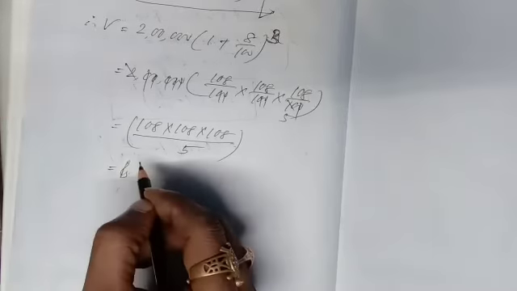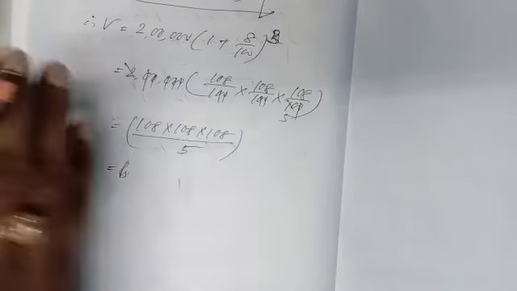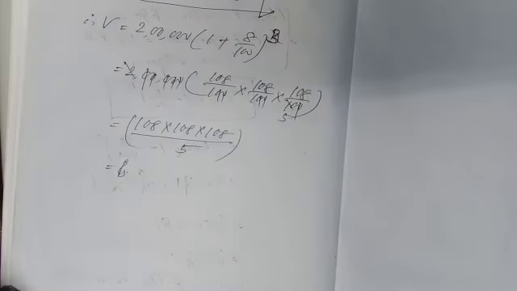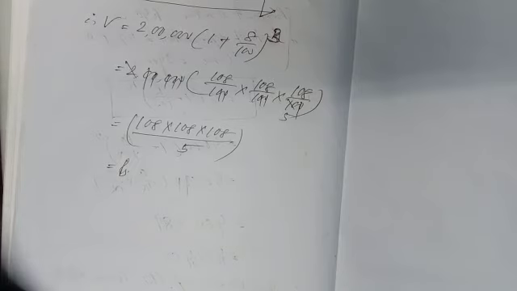It is coming how much? Just to calculate, you have to multiply 108 three times, 108 into 108 into 108, whole divided by 5. So the answer, how much is coming?